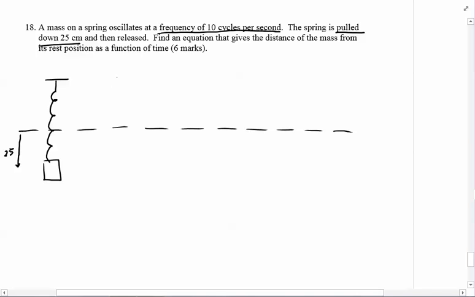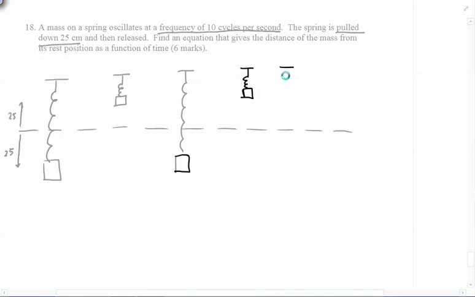That means later the spring is going to bounce up and be at a height of 25 centimeters above the middle position. And then later the spring is going to bounce down to 25 centimeters below the middle line, and it's going to repeat this, bouncing above and below the rest position.